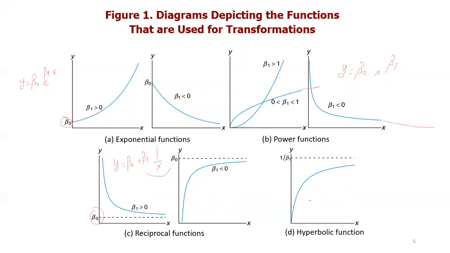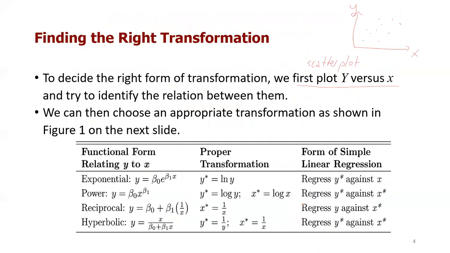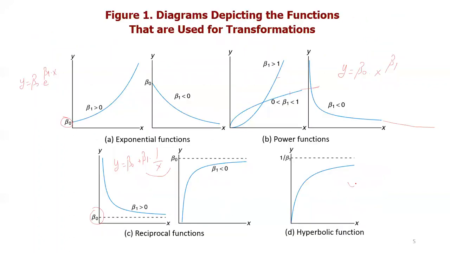And similarly, if you have a hyperbolic function, let's look at the hyperbolic function. So y is equal to x divided by beta 0 plus beta 1 x, right? As x goes to infinity, the converging value, the asymptote, is 1 over beta 1.